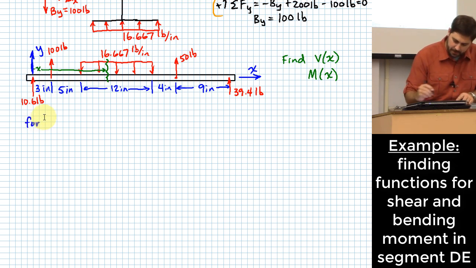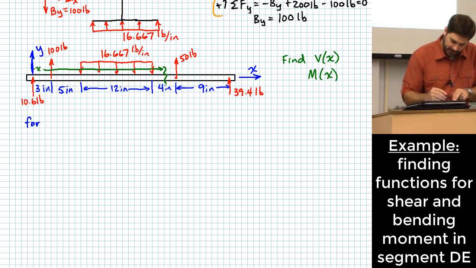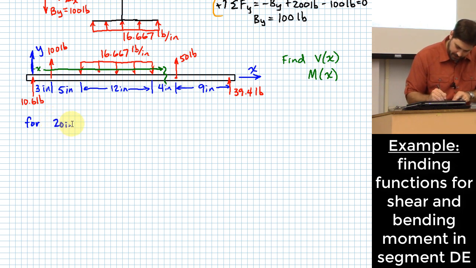Okay, after the distributed load, we're going to make our cut now here. So this will be for x between 20 inches and 24 inches.